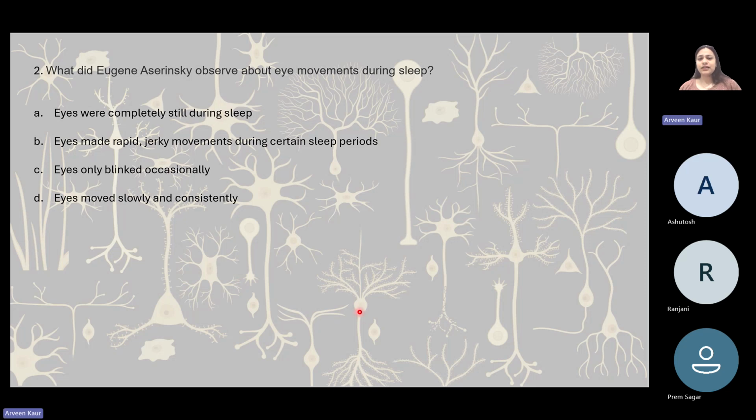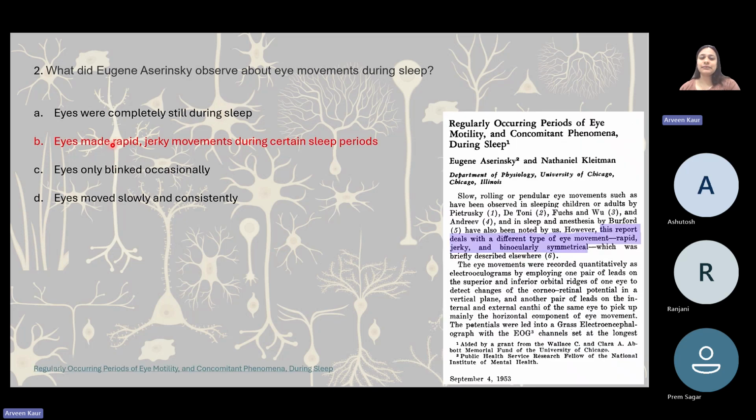So what is actually the case? It is that eyes are making rapid, jerky movements during certain sleep periods, right? It is not consistent. It fluctuates. It does not just blink occasionally, as was initially thought, and they are not completely still during sleep either, right? They continually move, especially in the REM phase, which is the rapid eye movement phase, right?